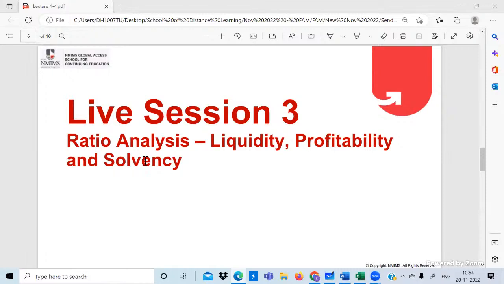So in today's session, like I said, we'll look at ratio analysis. And if you look at ratios, there are basically 4 different categories of ratios. In today's session, we look at 3, which is liquidity, profitability, and solvency, and there is one more set of ratios. Can anyone tell me which is the 4th set of ratios? You've got liquidity ratios, profitability ratios, solvency ratios, and then you've got one more. That one we'll be covering in the 4th session.